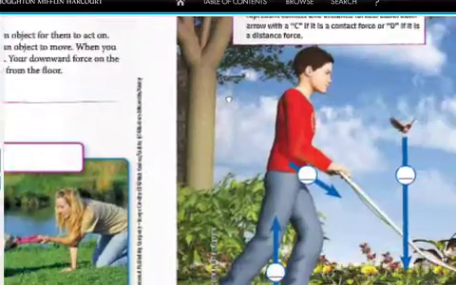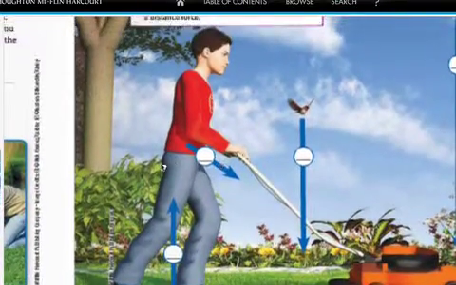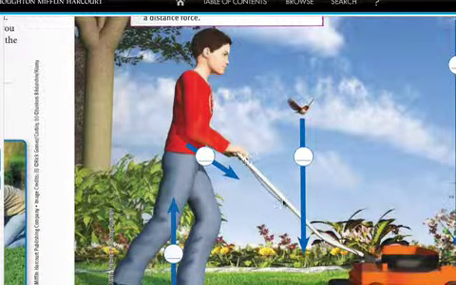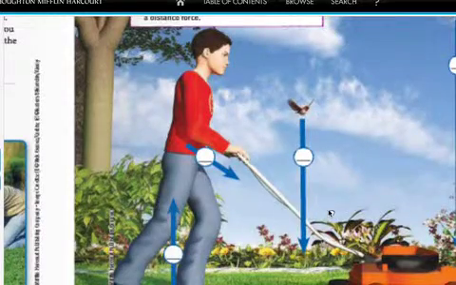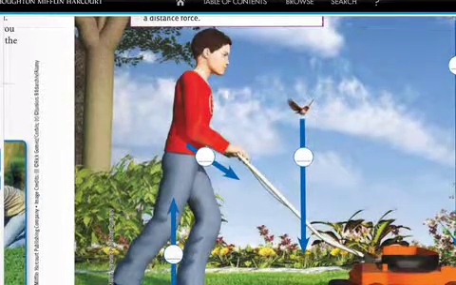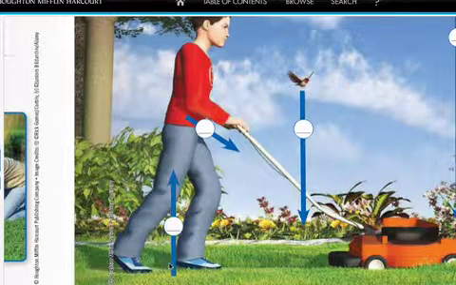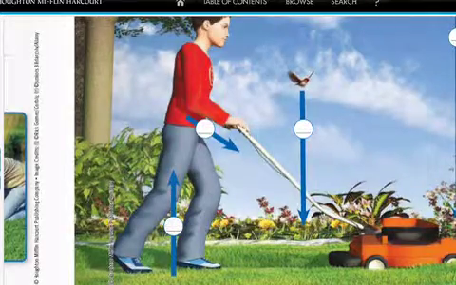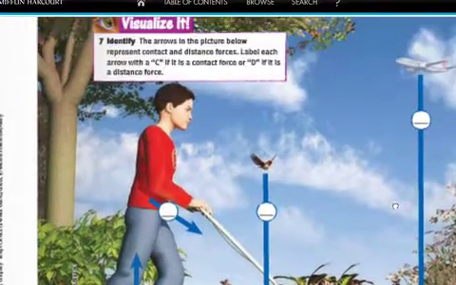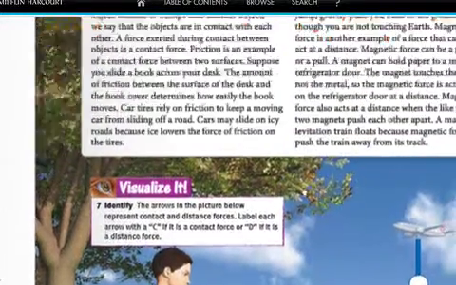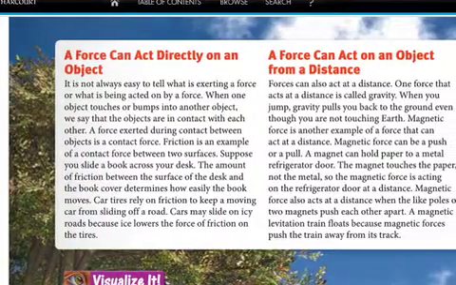If we look at this picture here, we can see many forces. We can see the pushing force. We can see the force of gravity pulling the bird down. We can see the force from the ground pushing up on the person so that they can stand on the ground. We call that the normal force. And we also have a force of gravity pulling down on the airplane. So there are lots of forces.